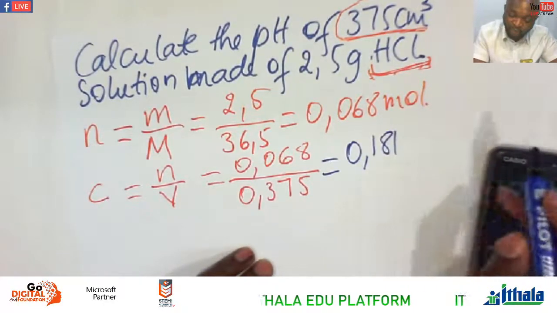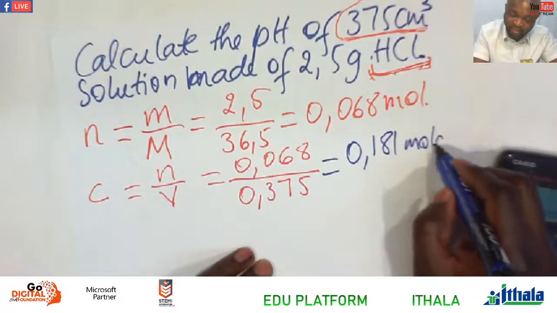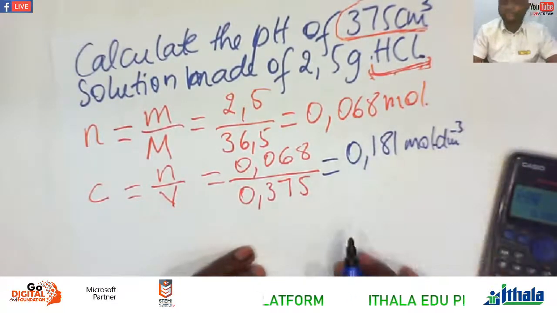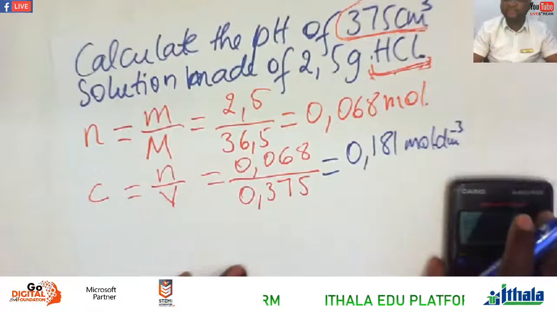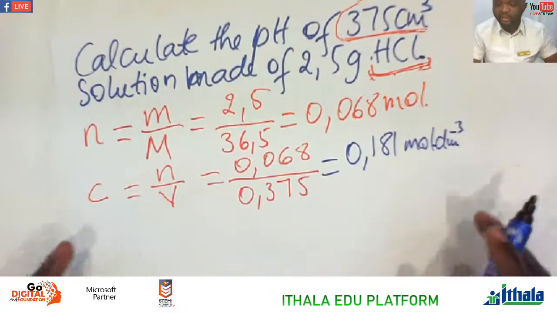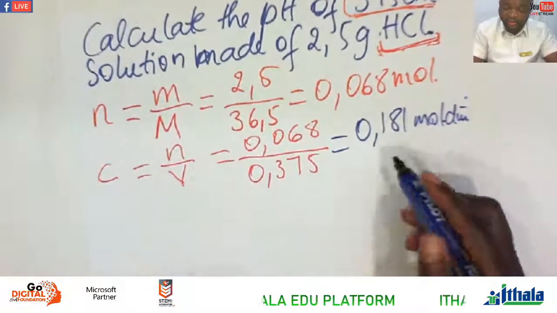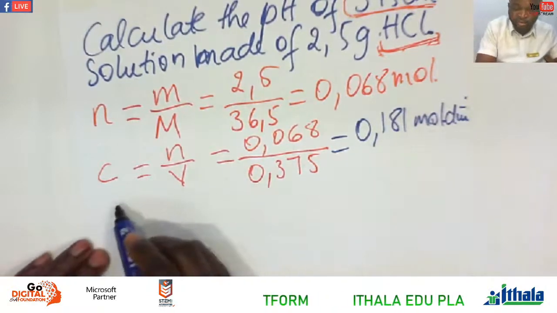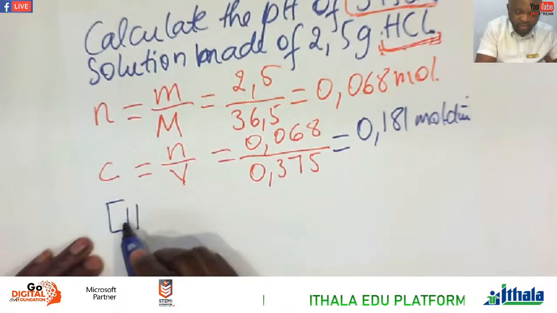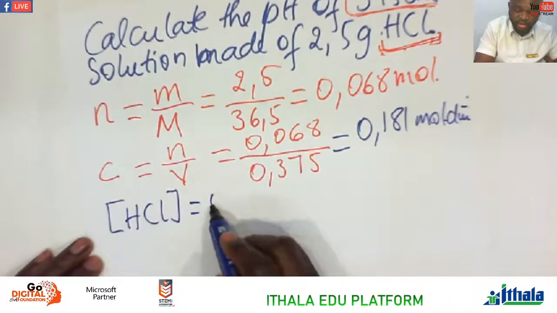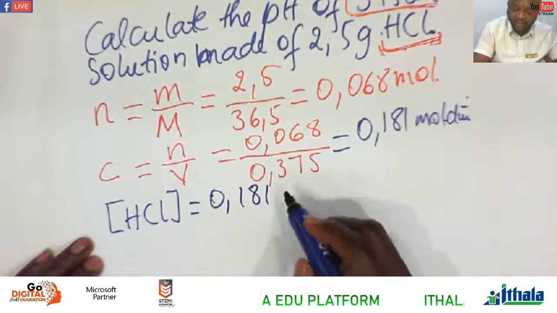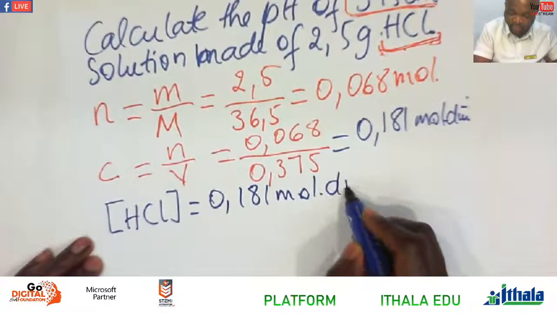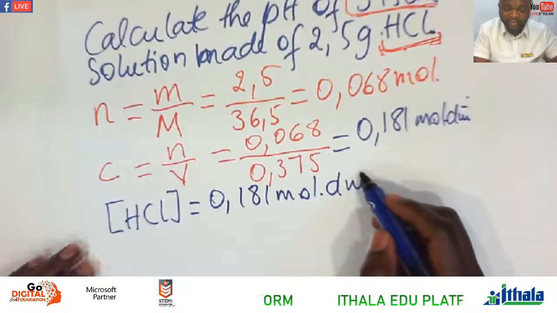0,181 mole per decimeter cube. Ngoba calculator in concentration. Right. Now here comes the main issue. Angithi le concentration, it's a concentration ga HCl. So singathi concentration ga HCl is 0,181 mole per decimeter cube. Umbuzo uthe calculate the pH.